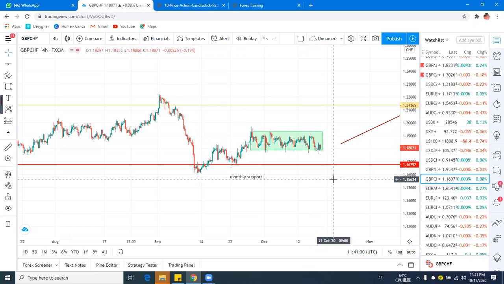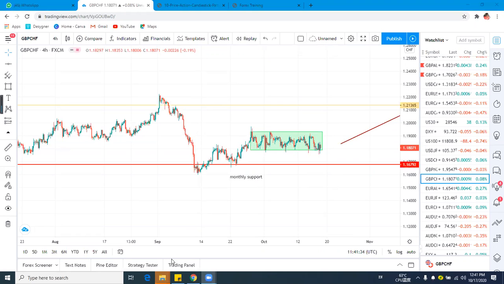Now, to trade a range, you will wait for the market to break out of that range and retest that range. Pure break and retest. Break and what? Retest. Let me show you one point where the market did a break and retest.